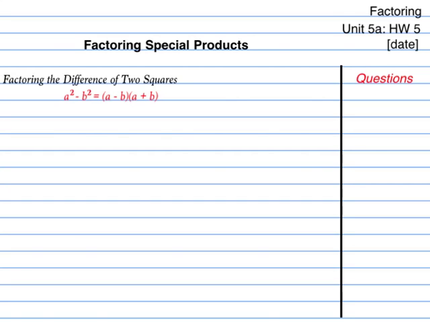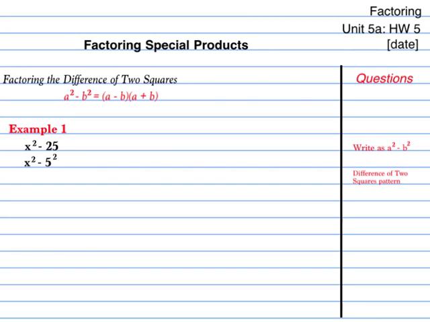One of our special products we've already talked about is factoring the difference of two squares. It's set up where if I see a squared minus b squared, it's simply a minus b times a plus b. So here's our first example. We have x squared minus 25. This is a perfect square, and 25 is a perfect square. So we want to write it as a squared minus b squared. The x is already squared, but we want to rewrite 25 as 5 squared.